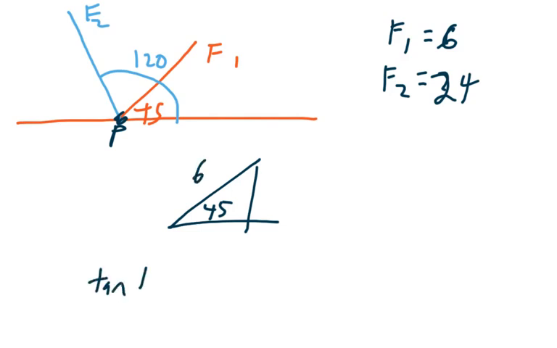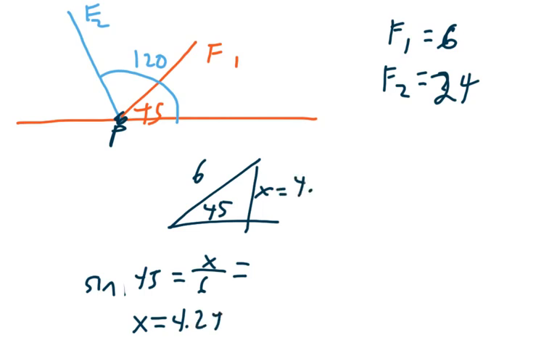if I do tangent of 45, not tangent, sorry about that, sine of 45 equals x over 6, it turns out x turns out to be 4.24, and this turns out to also be 4.24 because this is a 45, 45, 90 triangle, and so we know that everything is the same.